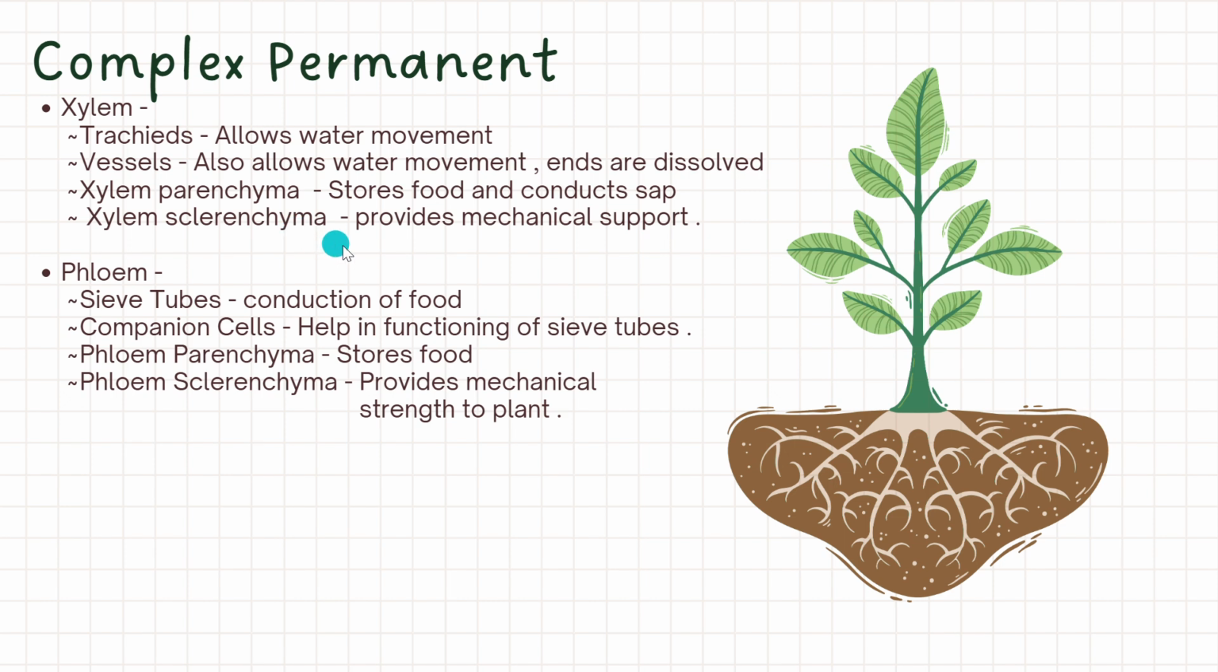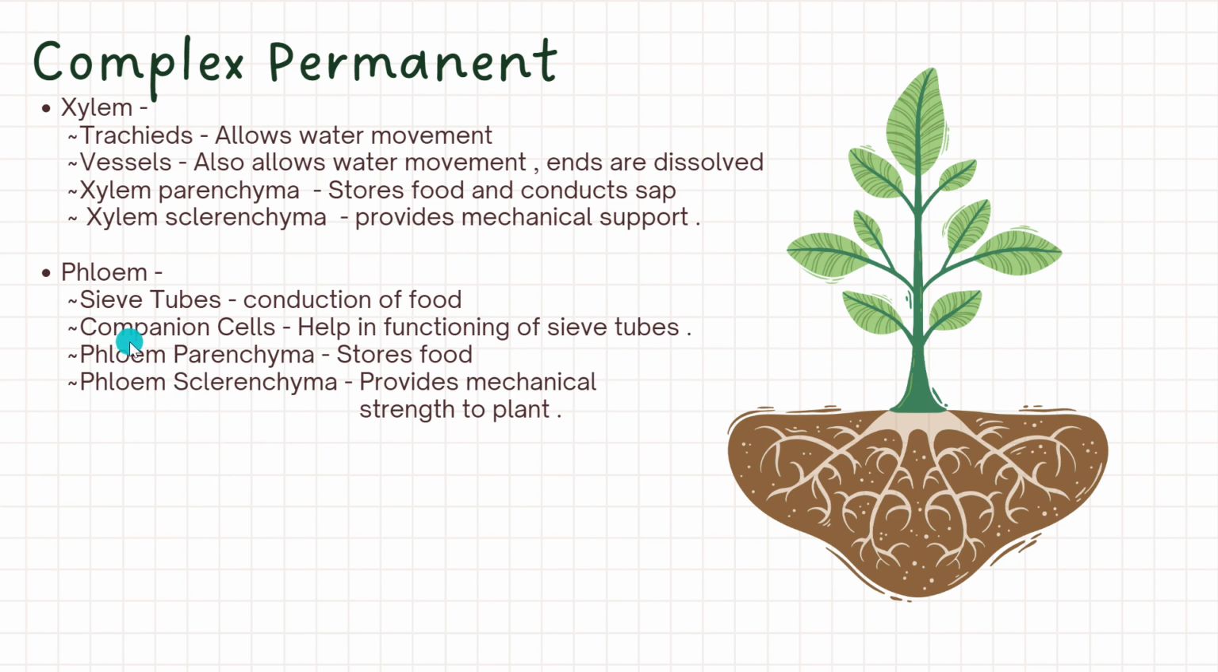Then xylem sclerenchyma. Xylem sclerenchyma provides mechanical support to the plants. What do I mean? Sclerenchyma is lignified, right? I discussed earlier that sclerenchyma is lignified throughout the entire body of the cell. That's the reason it provides strength to the cell, and the cells come together and form a really strong tissue. I can give you an example of where sclerenchyma is located as well. Coconut husk is basically sclerenchyma, but it's not xylem sclerenchyma. Please remember that. I'm just giving an example of sclerenchyma so that you can understand.